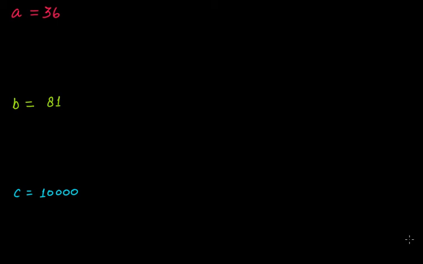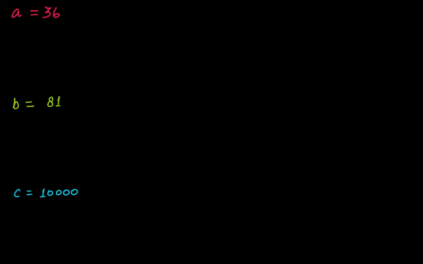In this video tutorial, we are going to discuss what are square roots. We have three numbers here. A is equal to 36. A is a variable. Similarly, B and C are two different variables. So B is equal to 81 and C is equal to 10,000.